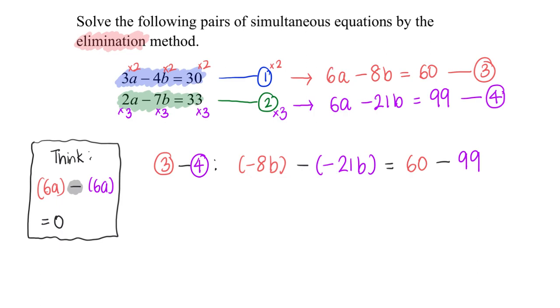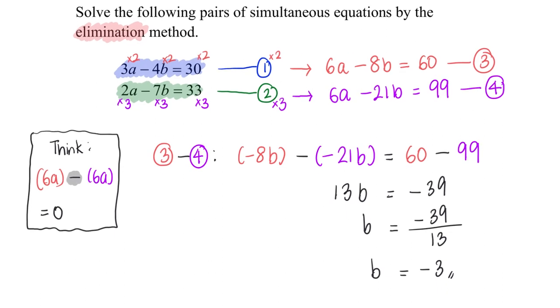Alright, so let's continue to solve it. Negative 8 minus negative 21 will give me 13B. 60 minus 99 will give me negative 39, and therefore I will be able to get my value of B easily. B will be equal to negative 3.